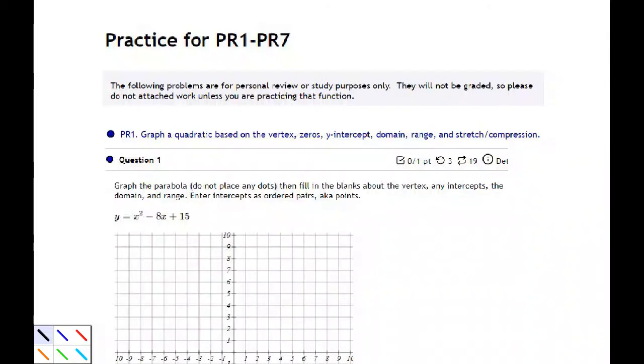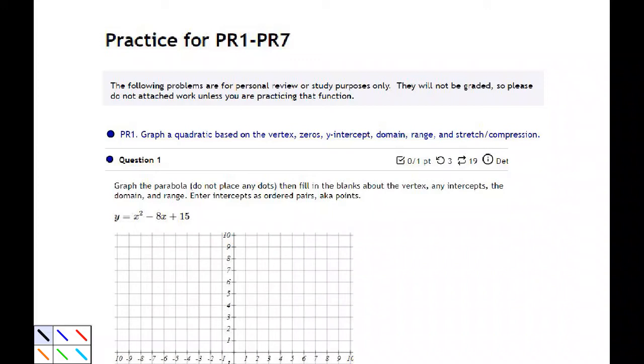This video is to serve as a review, and I'll be going over questions from the practice objective check for PR1 through PR7. Note that these problems are for personal review or study purposes only. They're not graded, so don't attach work to these questions unless you're practicing that function. And I suggest you do practice that function at some point.